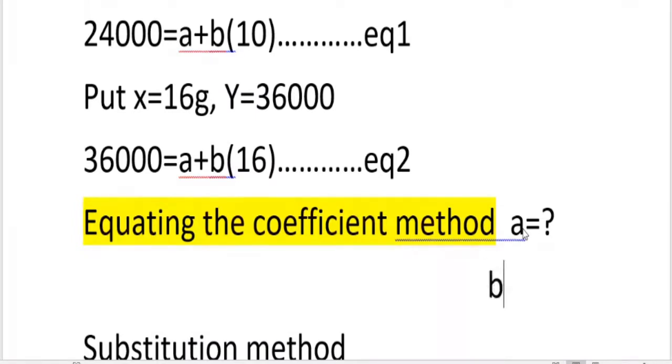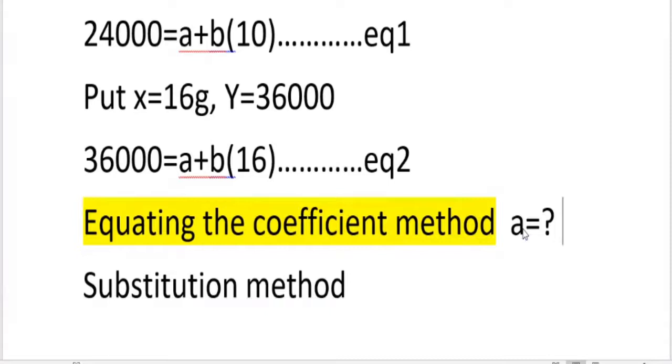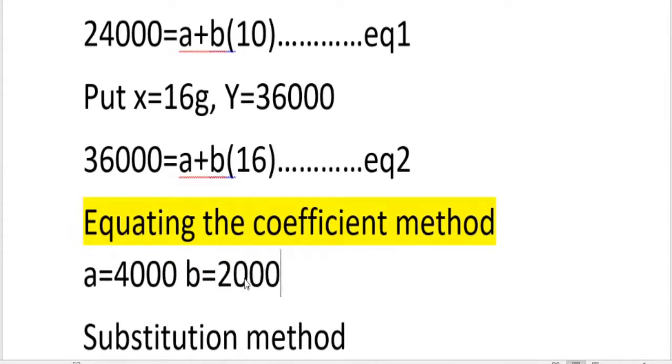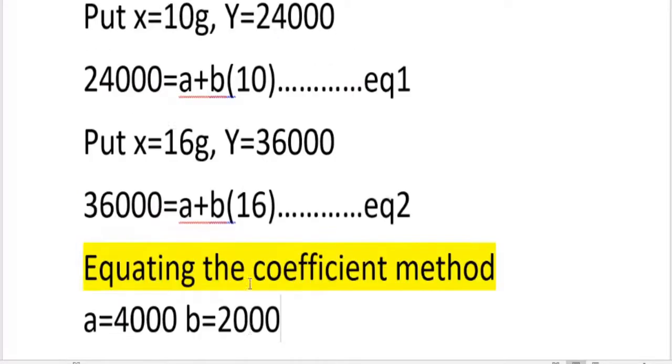Please take your time, there is no hurry. A and B equal to... So what shall I write? A equal to 4,000. Good. And what do you say about B? 2,000. Exactly. So the values of A and B are there in front of you. This is the sole purpose of doing it. Now let us put A equal to 4,000 and B equal to 2,000 in the equation.